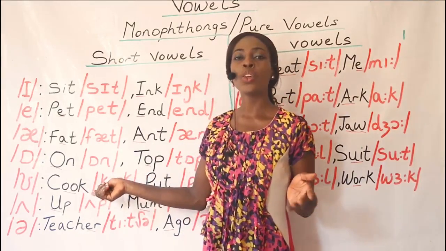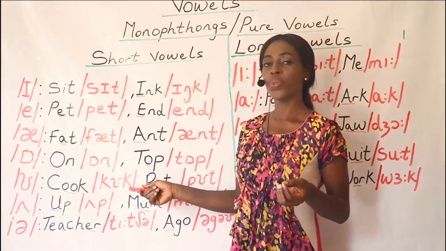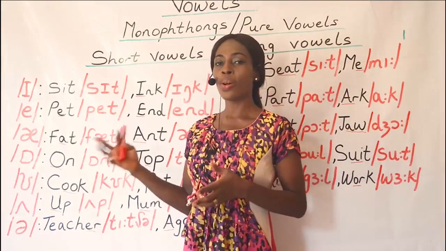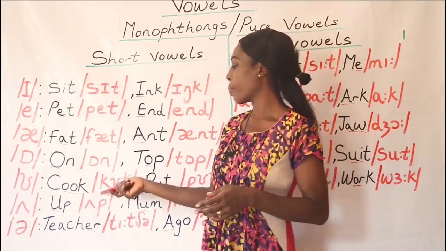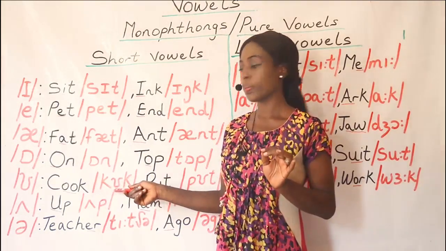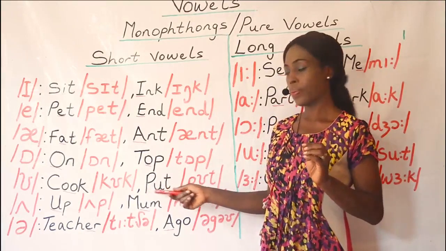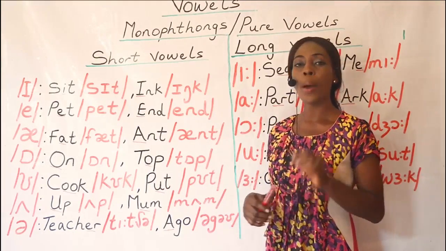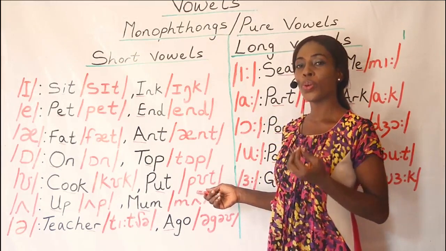Cook. So you wouldn't say cook with oo. You say cook. The letter C at the beginning is making the sound K. You can check it out on my video on consonants. I have a detailed explanation of how to produce consonant sounds. But this is vowel, so let's look at the vowel here. So we have cook, cook. And the second example, put, put. So this word is not put with oo, because the sound is not oo, it is o, put.